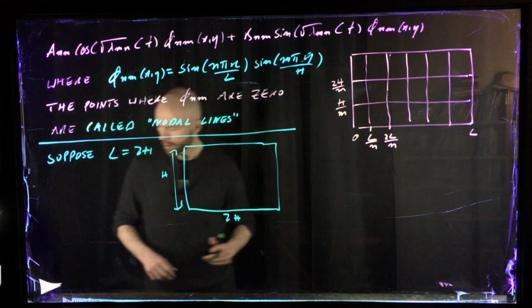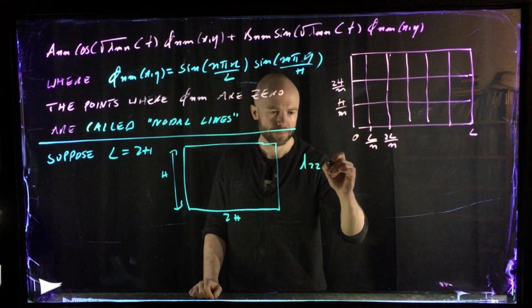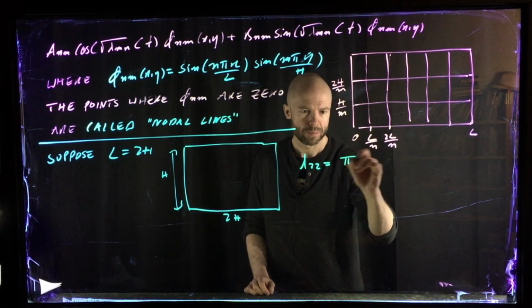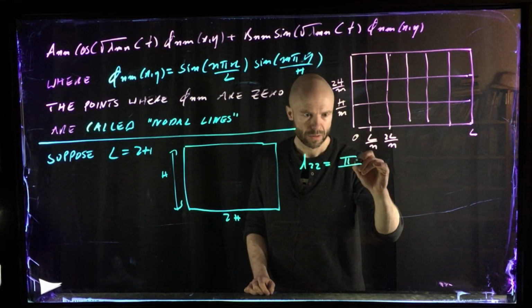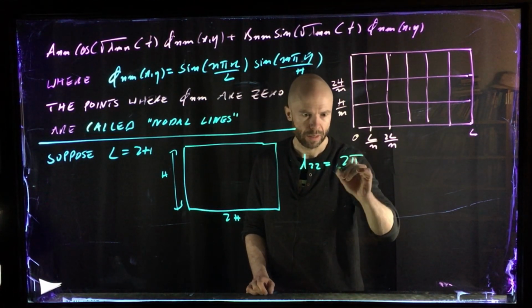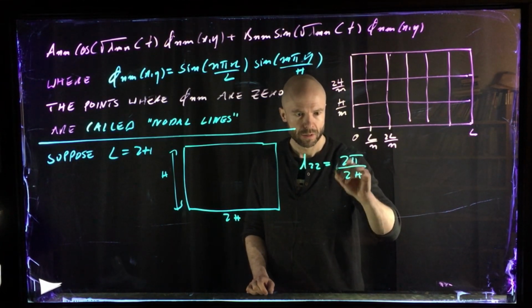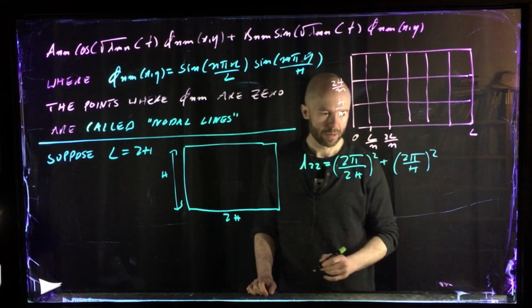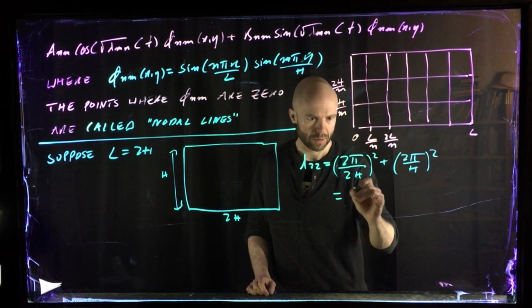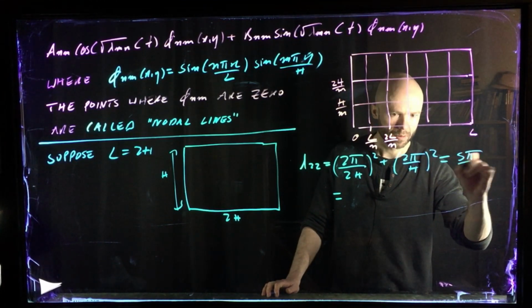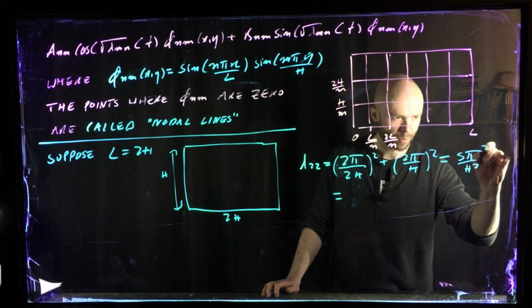So let us take lambda of 2, 2. What is lambda of 2, 2? Well, this is pi, this is 2 times pi, times pi over L, but L is 2h, squared, plus 2 times pi over h squared, and that becomes, let me put it over here, 5 pi squared over h squared.